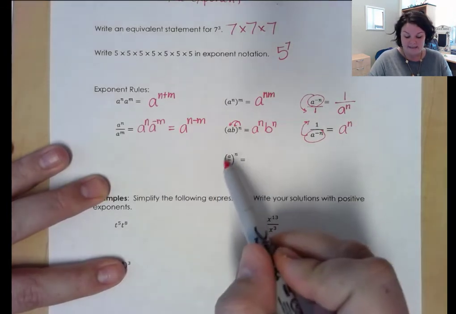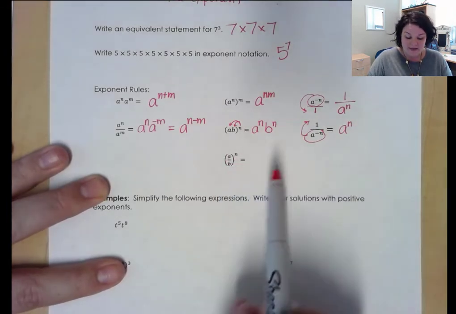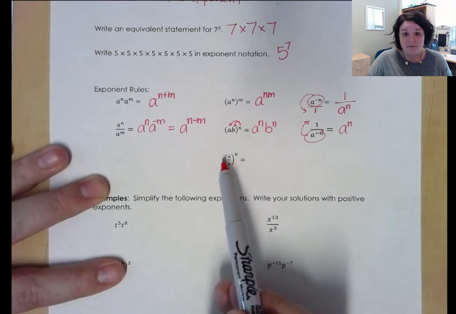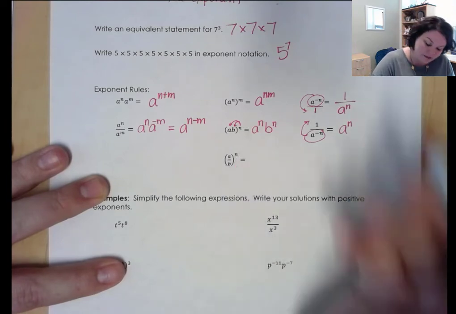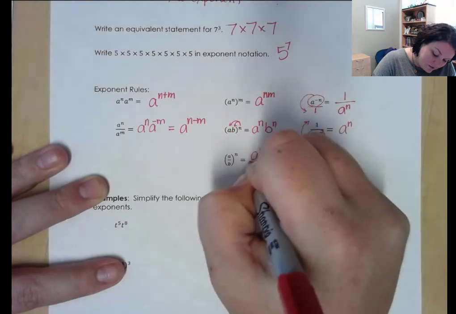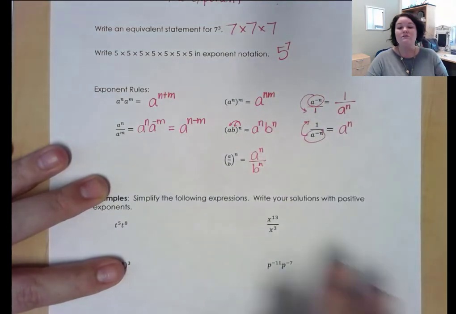All right, and same thing when it's in fraction form. Because the base is the fraction a over b, then that n needs to be applied to the top of the fraction and to the bottom of the fraction. So this would give me a to the n over b to the n. So these are all the properties.